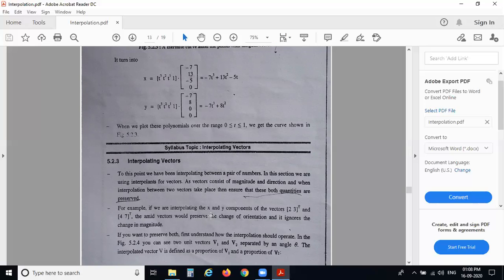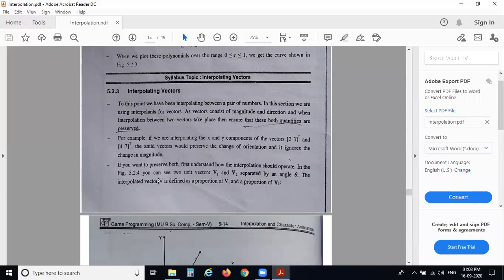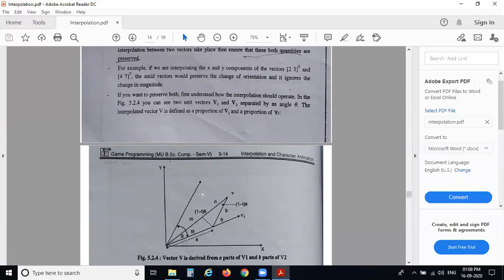when using the interpolation. Okay, so for example, if we are interpolating the x and y components of the vector, and these vectors are 2 and 3. Here we take t because we take the row notation for the vector, and 4 7 the vectors would preserve the change of orientation and it ignores the change in magnitude. Okay, so if we want to preserve both, first understand how the interpolation should operate. So just see this diagram. You can see the two vectors, that is v1 and v2.